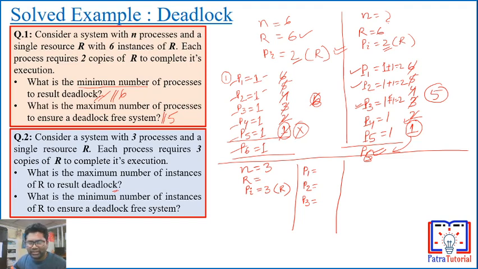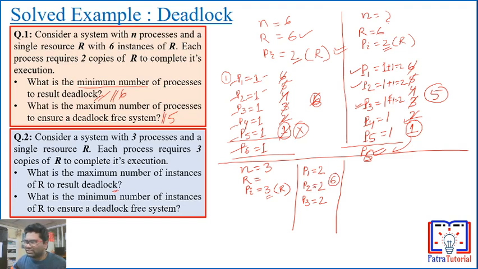The maximum requirement is 3, but if I allocate 2 here, p1 two, p2 also 2 instances, and p3 also 2 instances, but their requirement is 3. So I am allocating 1 less than the maximum requirement. Now how many instances have I allocated? 2 plus 2 plus 2 equal to 6. So 6 I have already allocated, and now the system is in deadlock state, right?